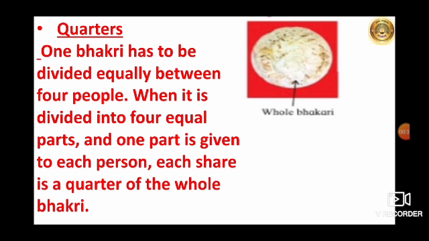And we had also seen what we mean by quarters. When one whole bhakri is divided between four equal people, then one part is given to each person. Each share is a quarter of the whole bhakri. And also when any object is divided into four equal parts, each of those parts is a quarter of the whole. A quarter is shown by the fraction 1/4.